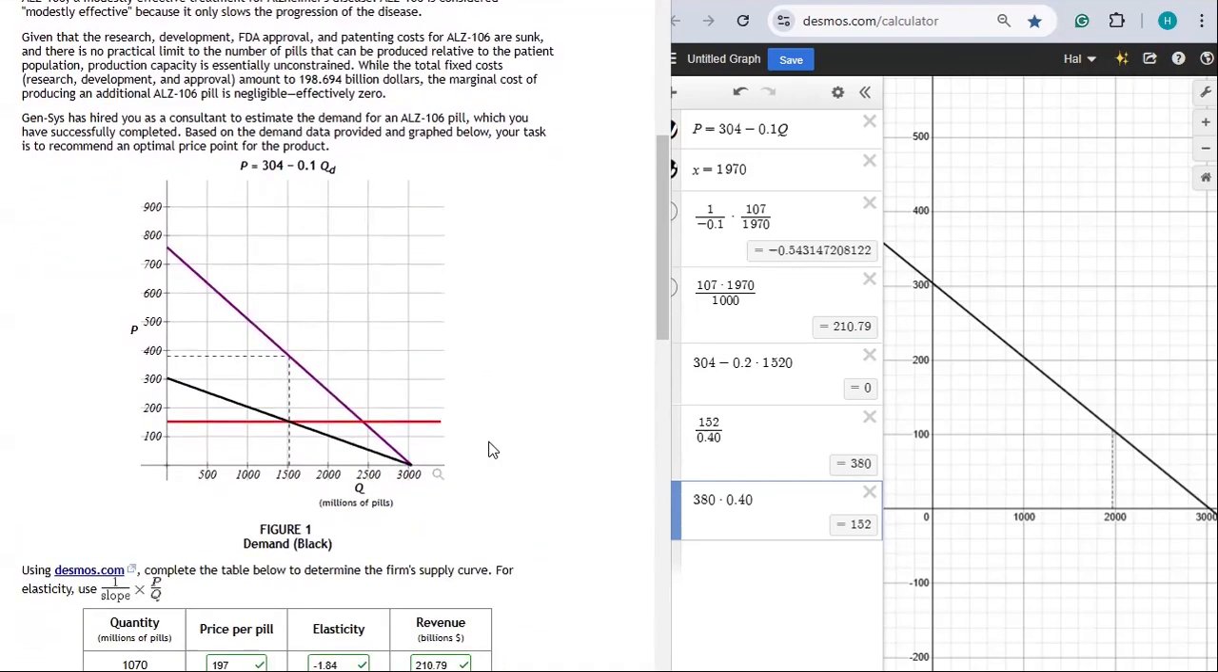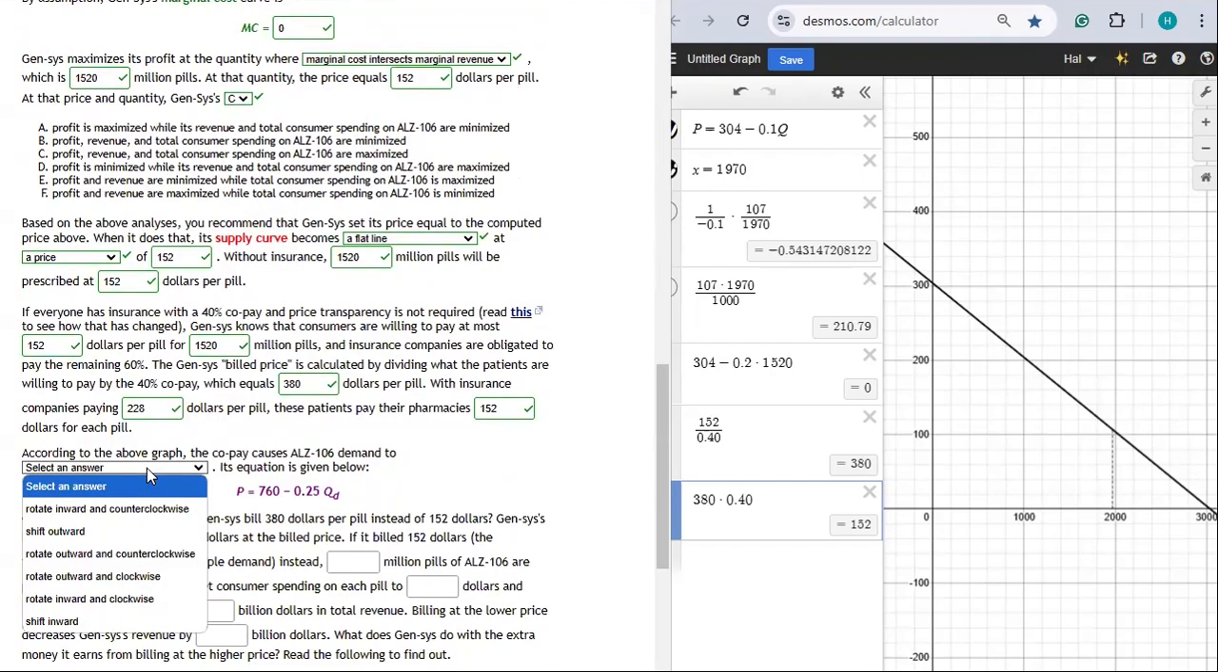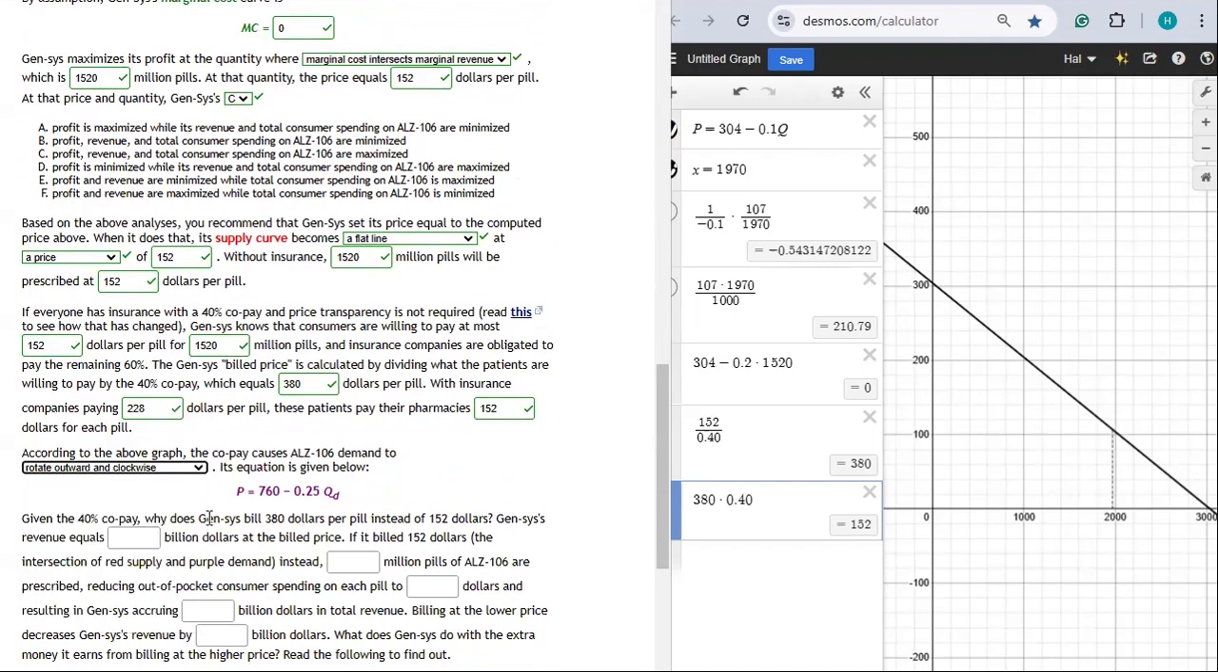Notice what happens when we enter those numbers. It got steeper as it rotated clockwise. At this quantity, which is 1,520 million pills, the consumer is willing to pay at most 152. But because the pharmaceutical company knows that, and knows that insurance companies are obligated to pay 60% of the billed price, it can set the billed price at 152 divided by the coinsurance rate. The copay causes the demand to rotate outward and clockwise.